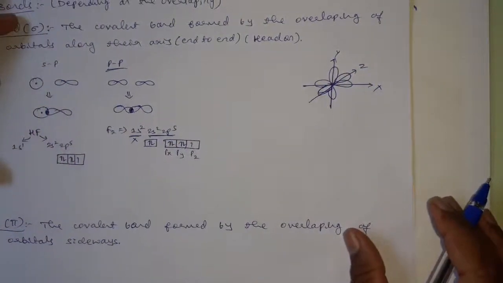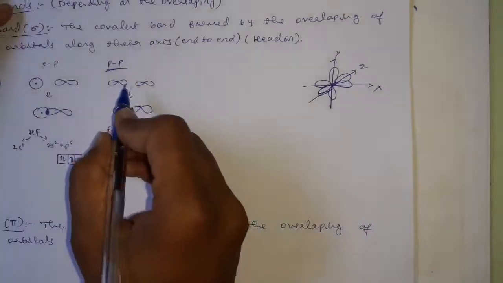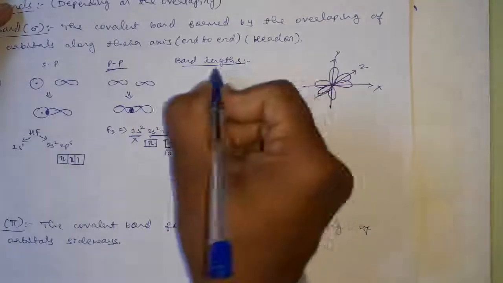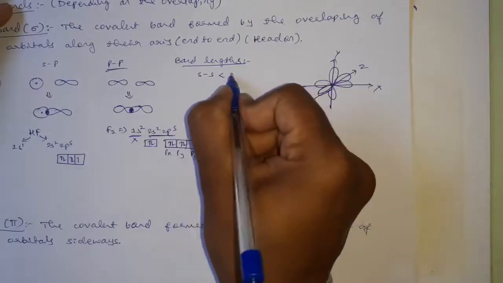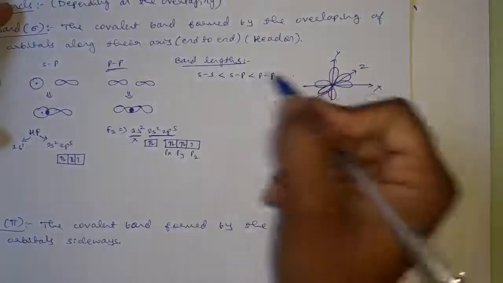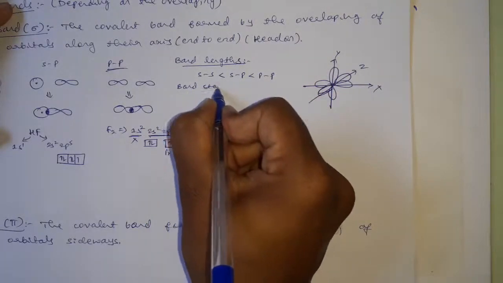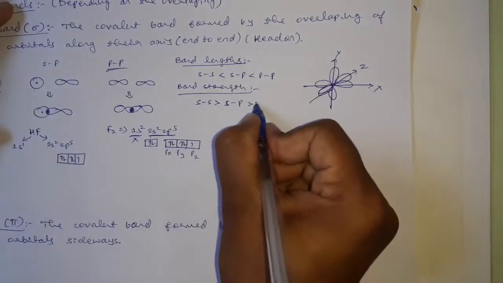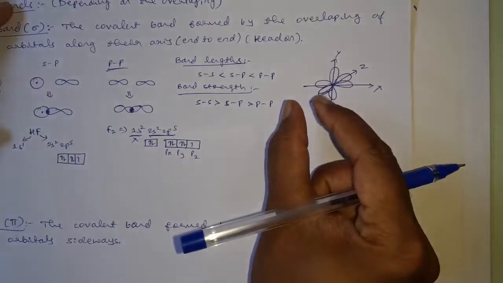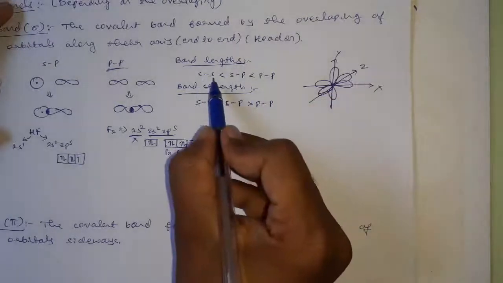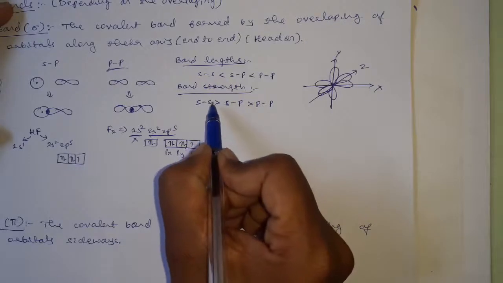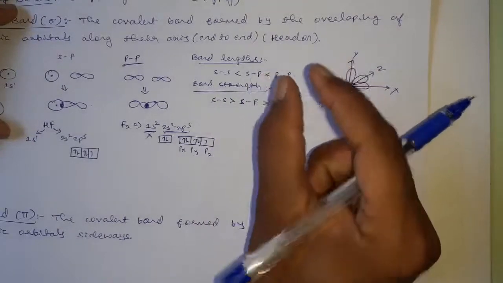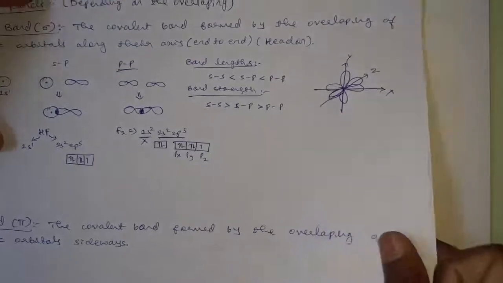a pp sigma bond. And coming to the bond lengths of these sigma bonds, the bond lengths are in the order of ss sigma bond length is small as compared to sp, which is small as compared to pp, and bond strength is in reverse order, pp, sp, ss. If the bond length is small its strength is high, and here ss sigma bond is having small bond length, meaning its strength is high, because the s orbitals are spherical in shape and therefore they have short bond length and high bond strength. This is all about the sigma bond.